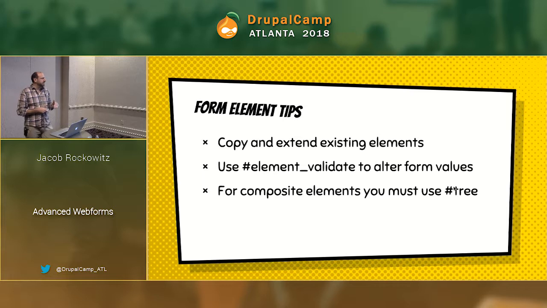And for composite elements, when you're creating multiple elements working together, you have to use this property called #tree. It allows all that data to come in as an associative array. So it makes it easy to manipulate.